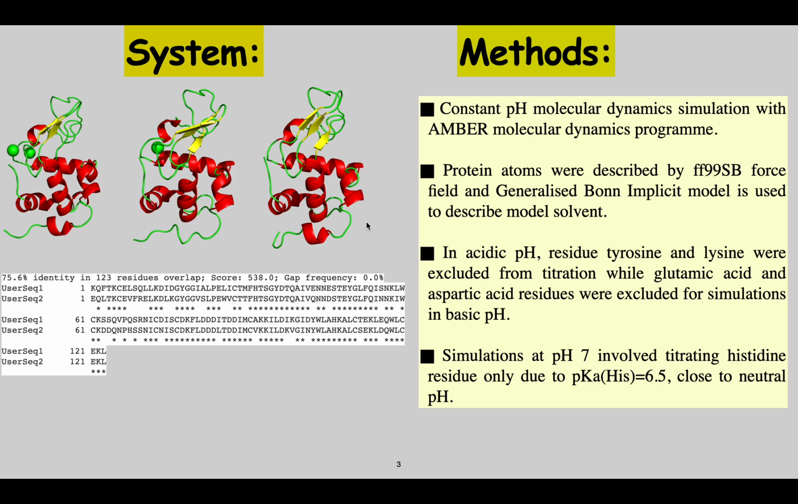Now we use the constant pH molecular dynamics simulation, as implemented in AMBER. Because conventional simulation did not show any molten globule state, maybe because the protein is stuck in an energy minimum, we did the constant pH molecular dynamics simulation with AMBER. We use the AMBER 99SB force field with the generalized Born implicit model as the solvent model. In acidic pH, tyrosine and lysine residues were excluded from the titration, while glutamic and aspartic acid residues were excluded for simulation at basic pH. And at pH 7, that's a neutral pH, we just titrate the histidine because its pK value is nearest to the neutral pH.